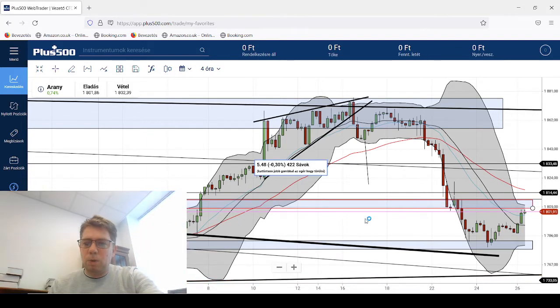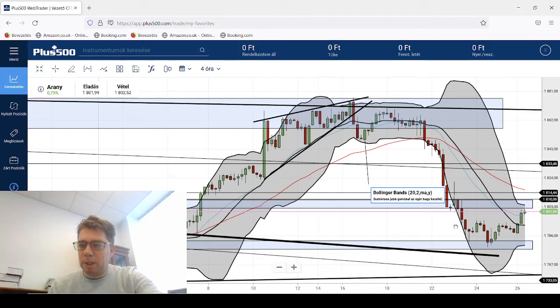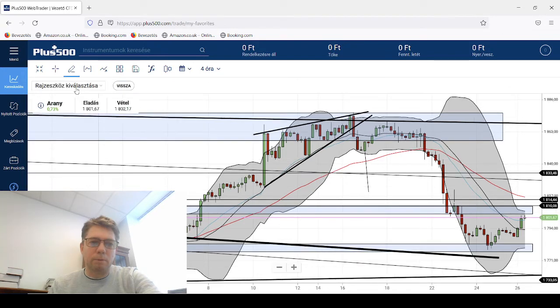This is the gold chart on the 4-hour chart, and as you can see, exactly as I predicted, I said we might form an inverse head and shoulder pattern, and that's what we formed. Now it's time for me to measure the target out of this pattern.